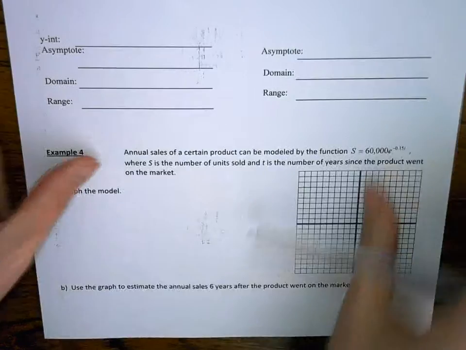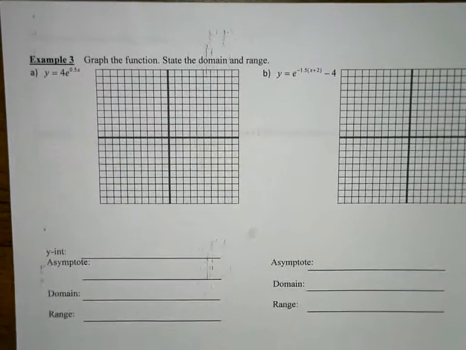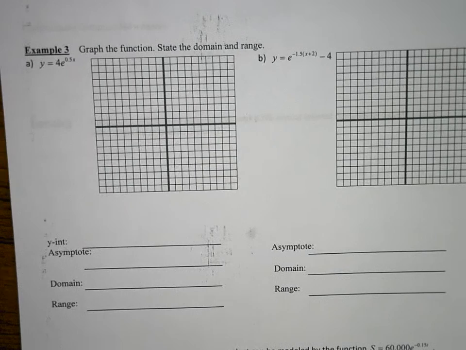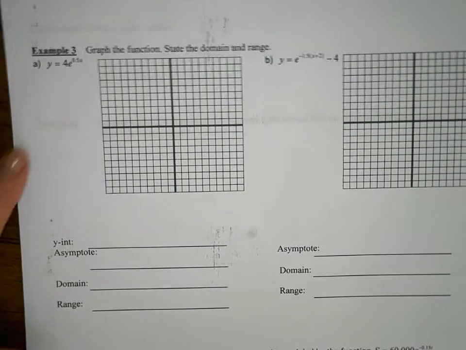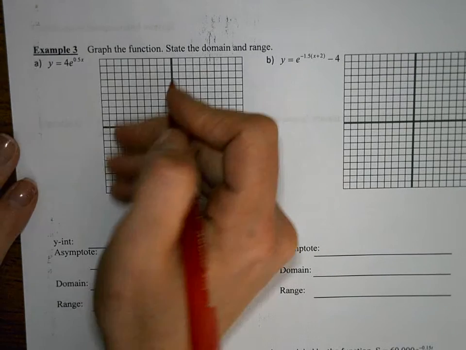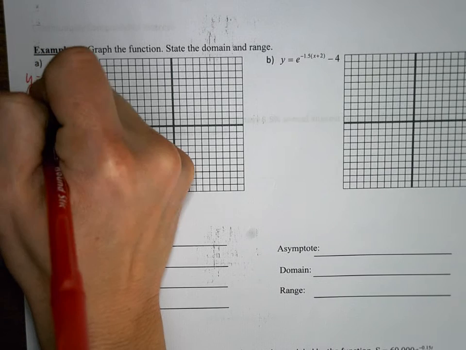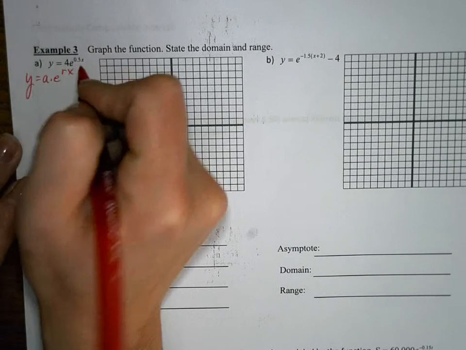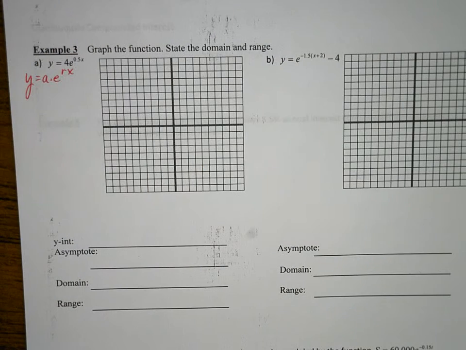All right, going to graph a couple of these. I want to make sure that everybody knows exactly what to do when you are graphing. So we have y is equal to 4e to the 0.5x. The first thing I want you to do is, okay, there's an e in there. I'm going to write down my parent function. Y is equal to a times e to the rx. Looks a little different than y equals a times b to the x. But remember that that b is just the e to the r power.